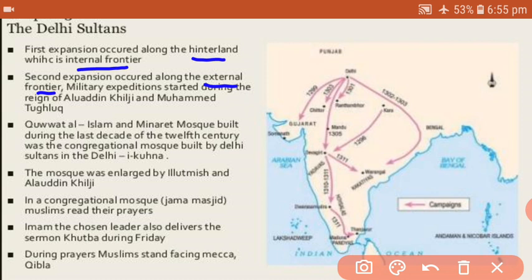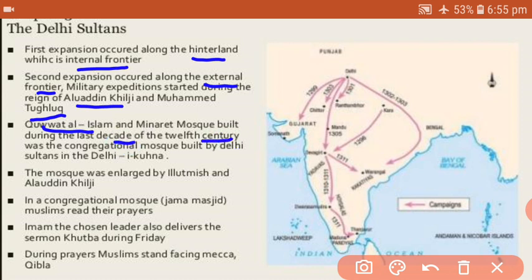Internally we have found the governors who started rebelling, and military expeditions also started during the reign of Alauddin Khilji and Muhammad Tughlaq. Military expeditions, you can understand, meant attacking by open war, and ultimately the lands were kept in control. We also have information about the mosque built, Quwwat-ul-Islam, and a minaret that was built during the last decade of the 12th century.